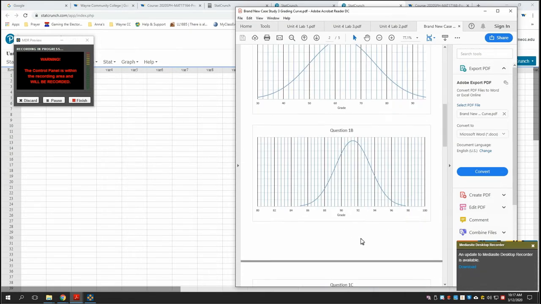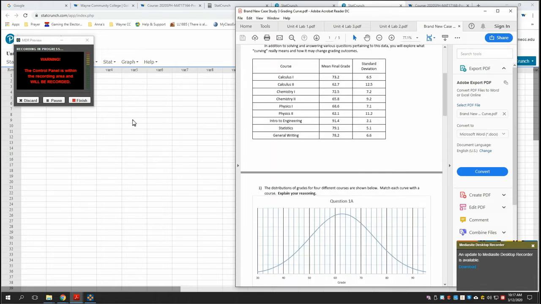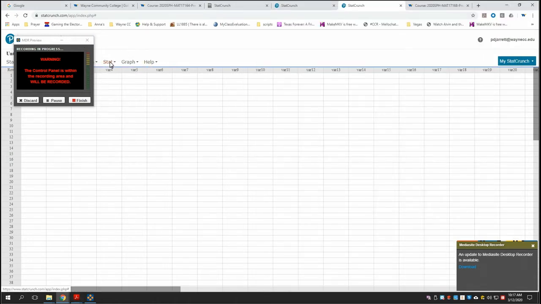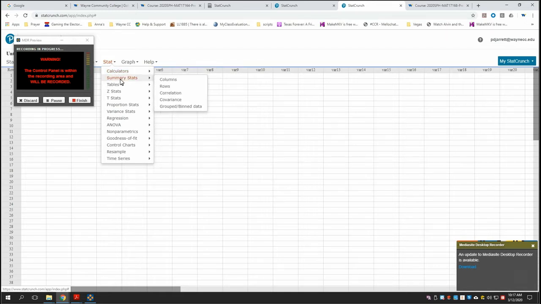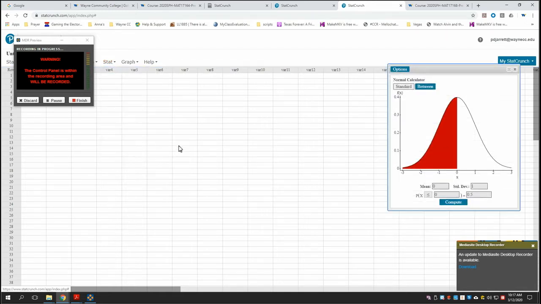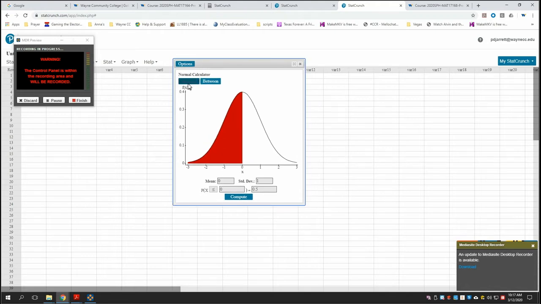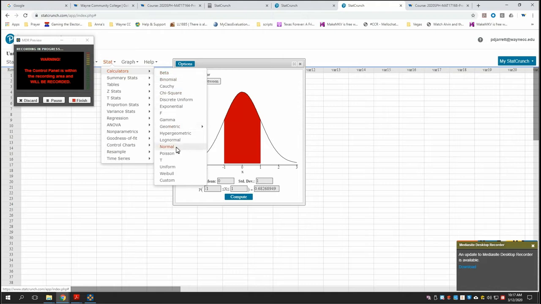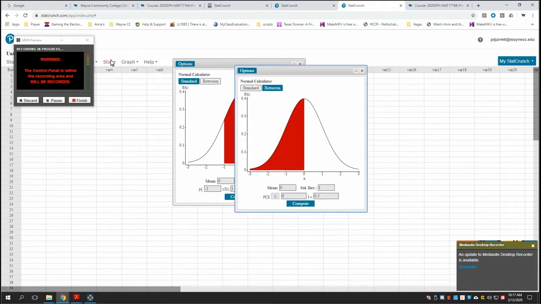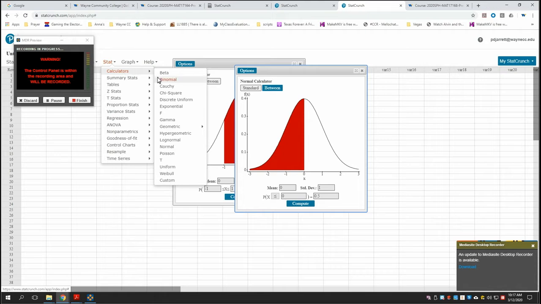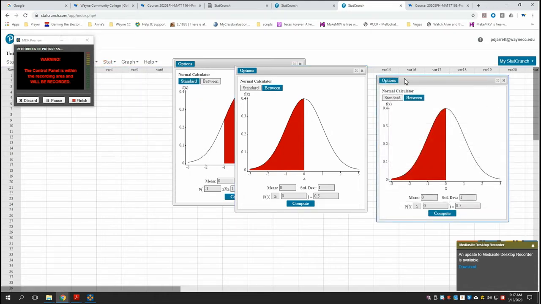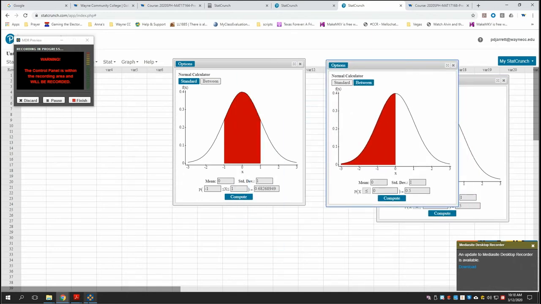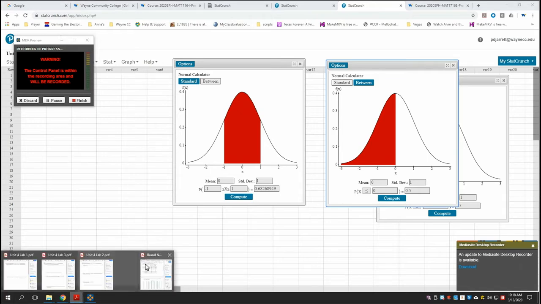The mean and the standard deviation. Now, in StatCrunch, if you go to calculators and normal, remember, it's stat, calculators, and normal. Again, one more time, stat, calculators, and normal. So one thing we can do here is pick 2 arbitrary values for this.